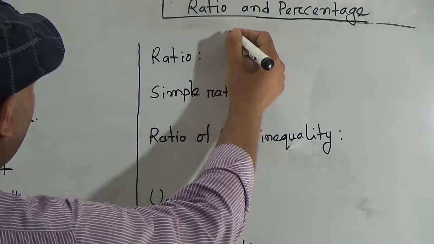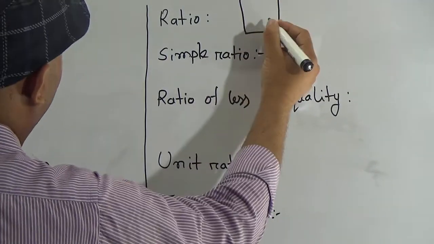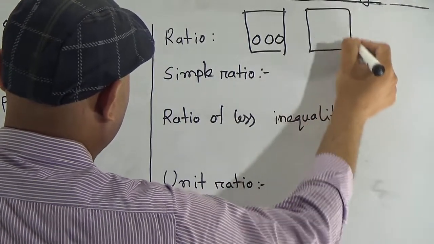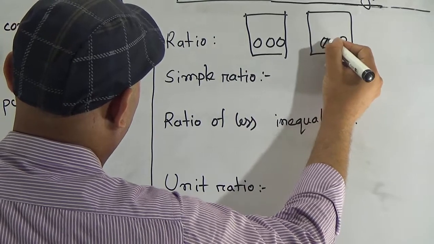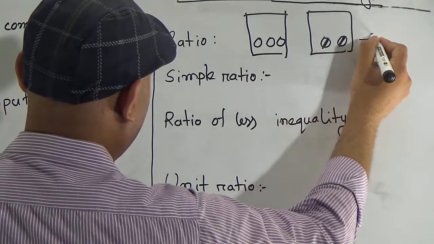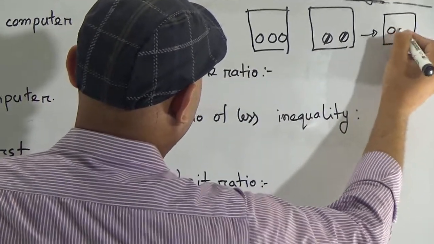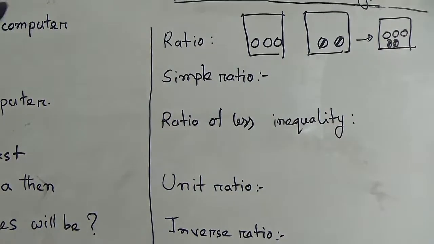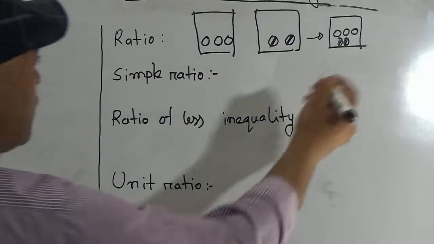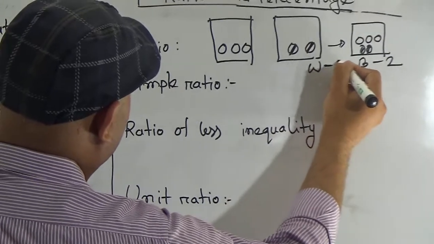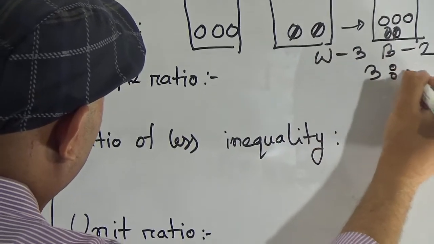Suppose, my dear student, look, there is a box and in the box there are 3 white balls, and in another box there are 2 black balls. Suppose we want to mix these two in another box, then it will be 3 white balls and 2 black balls. That means ratio means a number of how many times to another. So we can write here black is 2 and white is 3, so it will be 3:2.